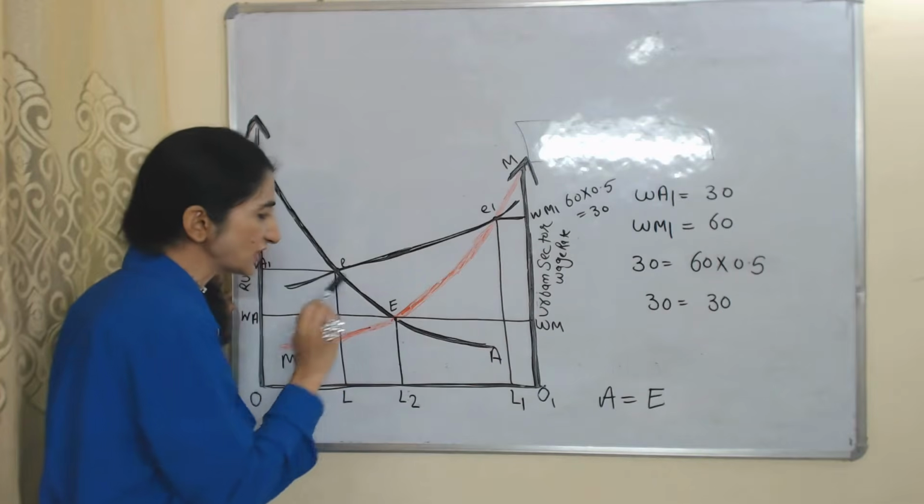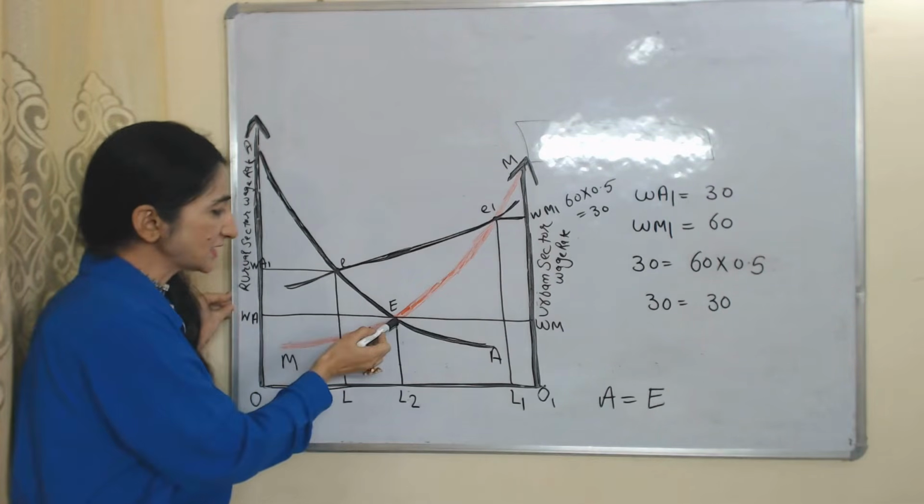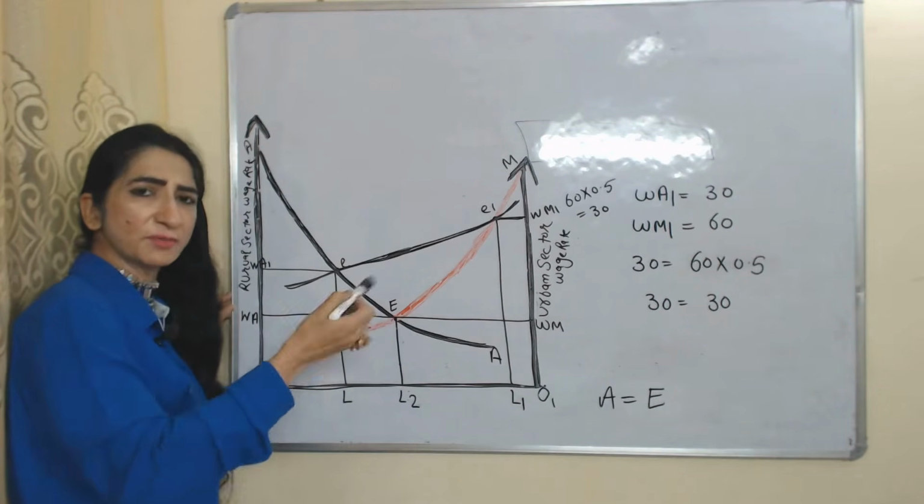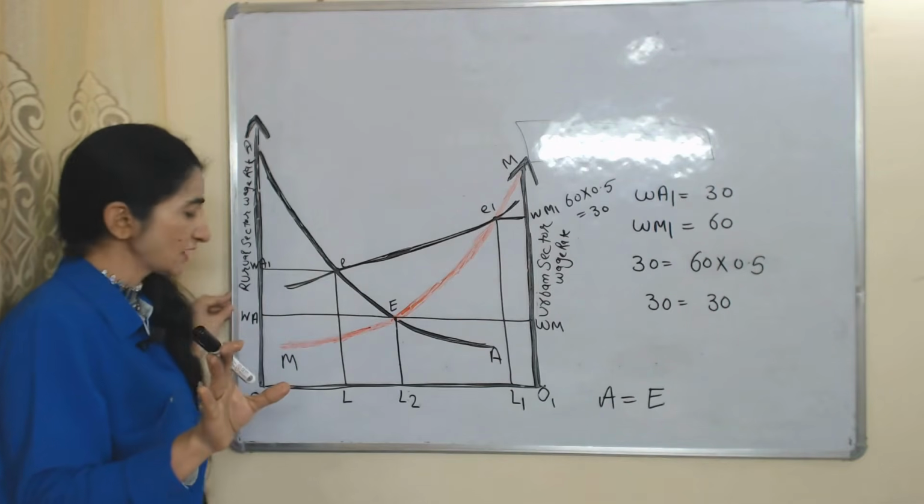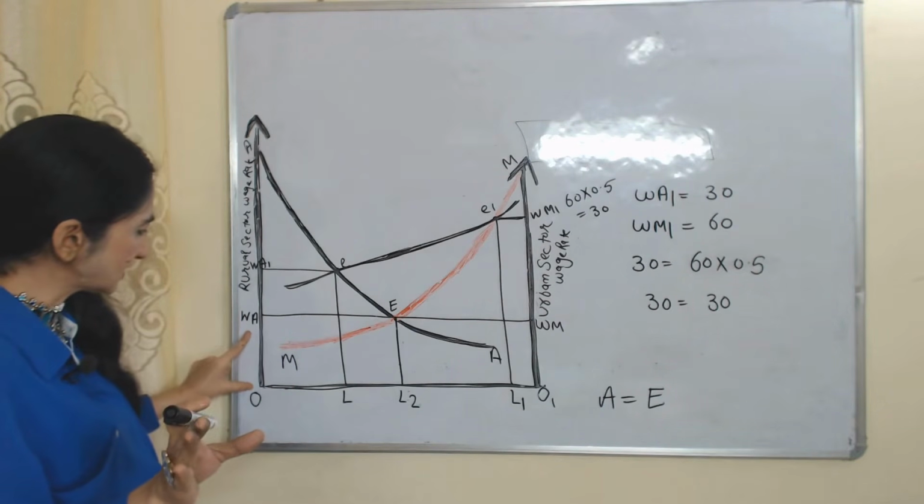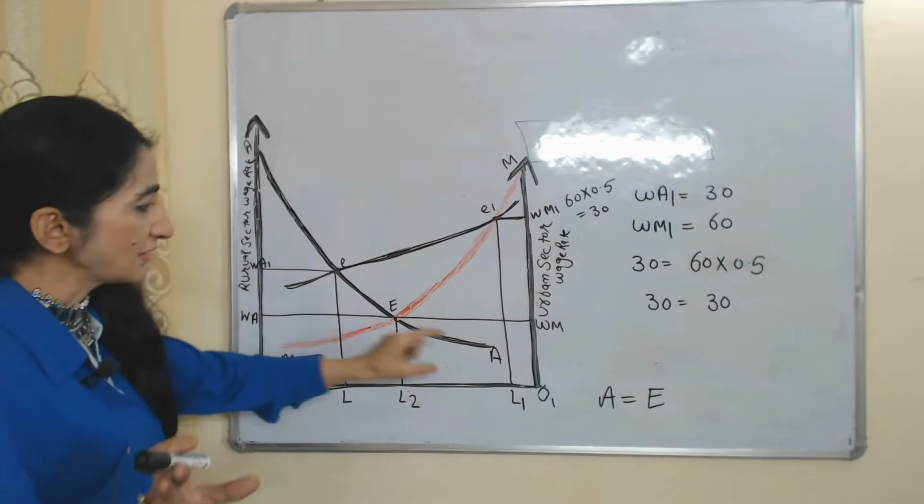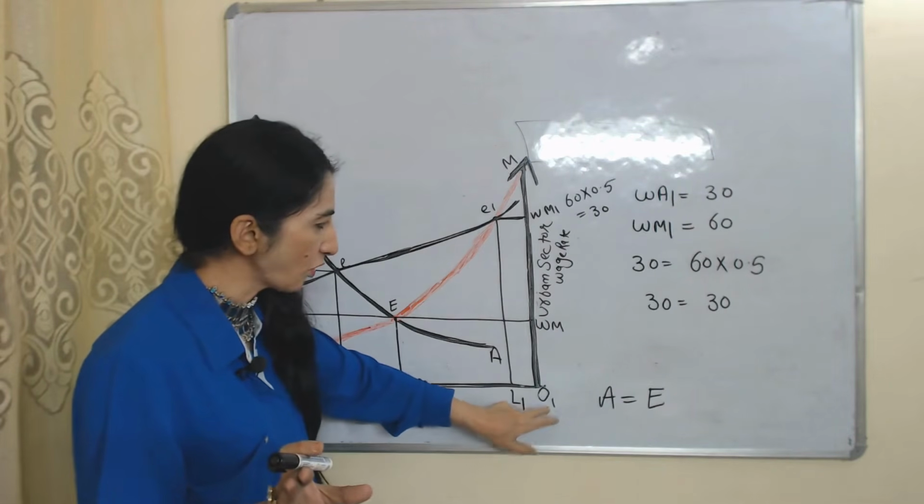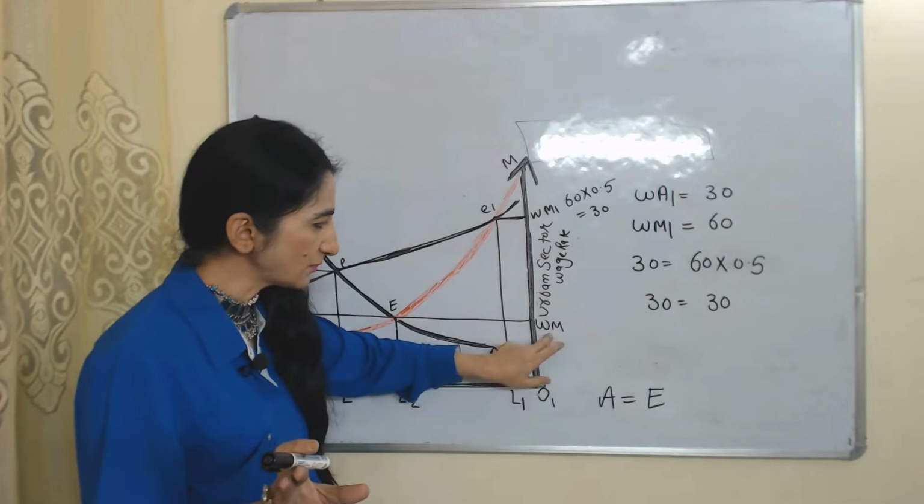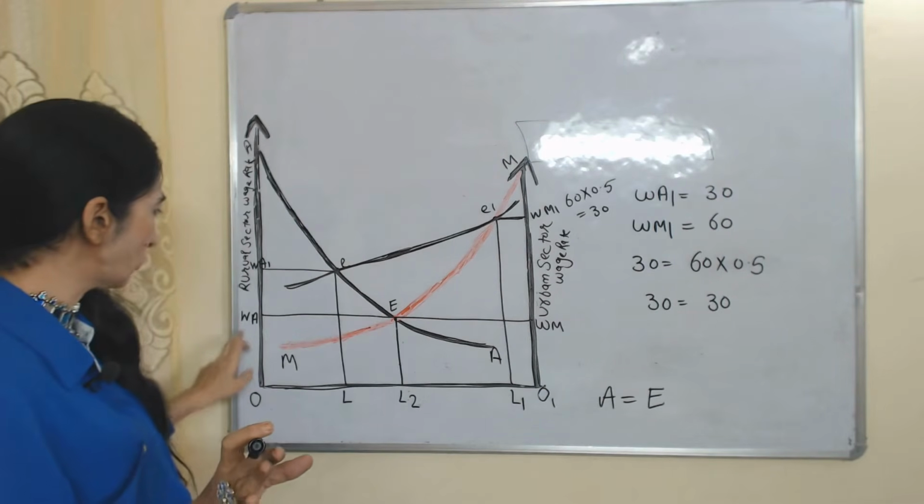E is our initial equilibrium point. At this equilibrium point, you can see wage rate in both sectors are equal to each other. Wage rate in rural sector is equal to OWA and wage rate in urban sector is equal to O1WM. O1WM is exactly equal to OWA.